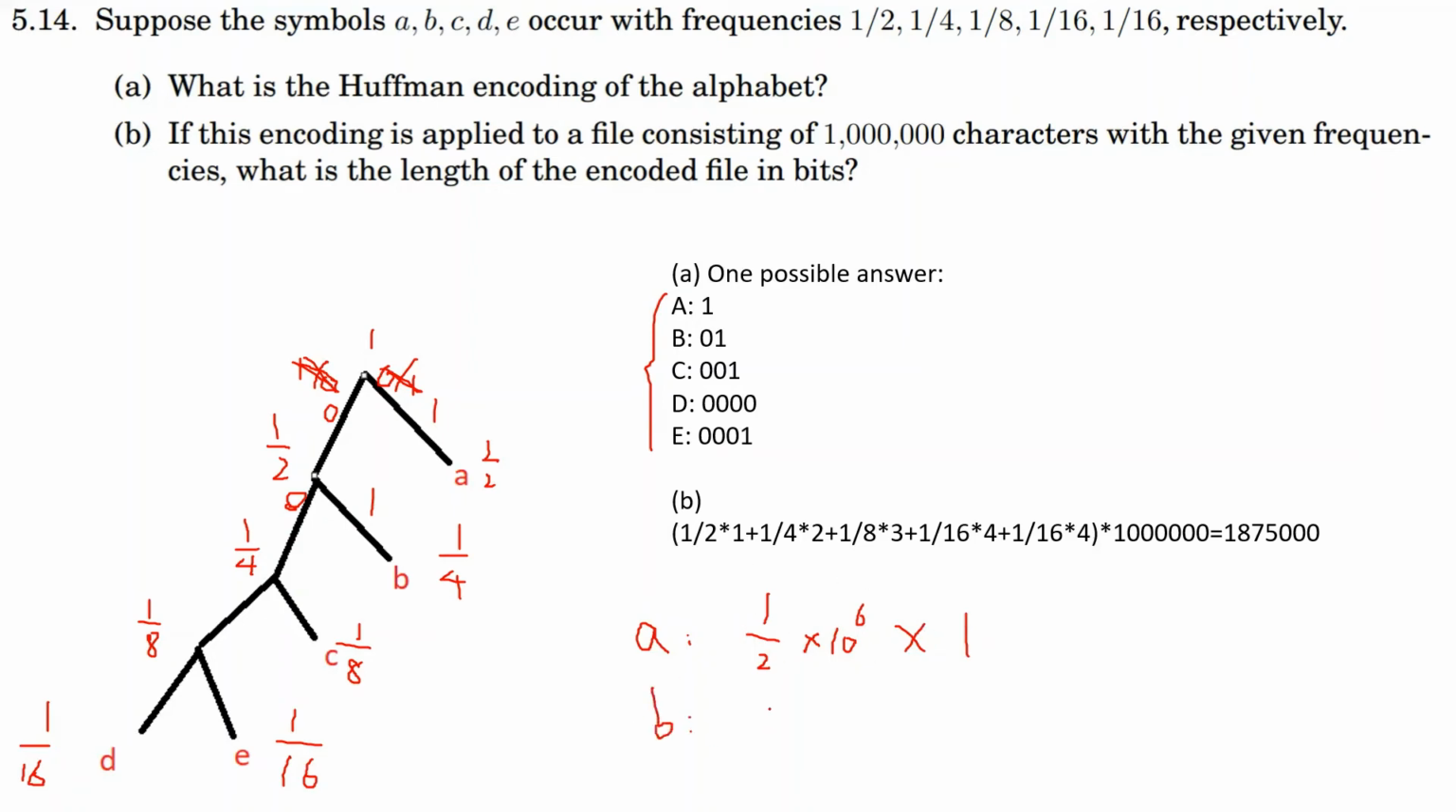And also you can calculate for B. 1/4 times 1 million is the number of B's, and the length is 2. Okay. So finally the formula is here, and the result is here.